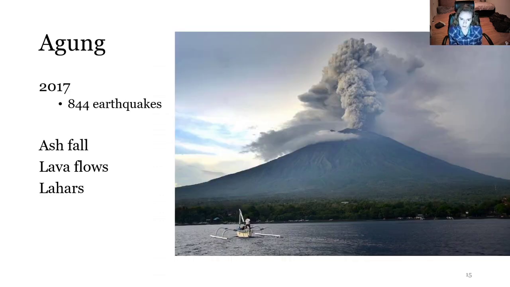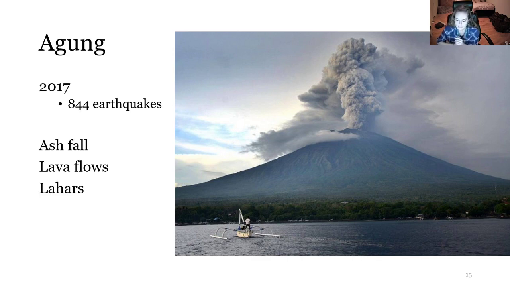So then Agung also erupted in 2017. In September of 2017, the area experienced around 844 volcanic earthquakes. This was why seismicity was so important to a volcanic eruption, because all of these earthquakes happened prior to Agung beginning to erupt. So this alerted scientists and the authorities to get people out of the area, to evacuate around the base of the volcano so that people wouldn't be impacted by the hazards that followed.